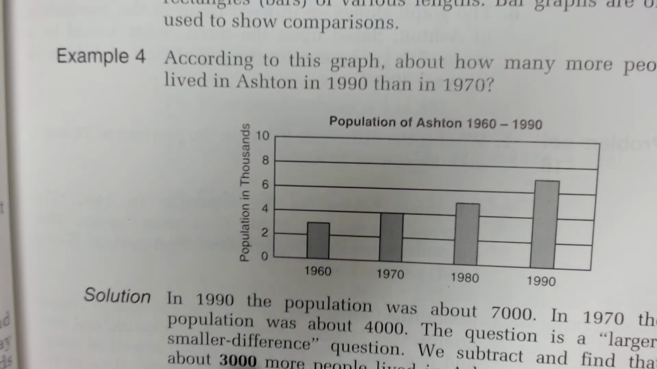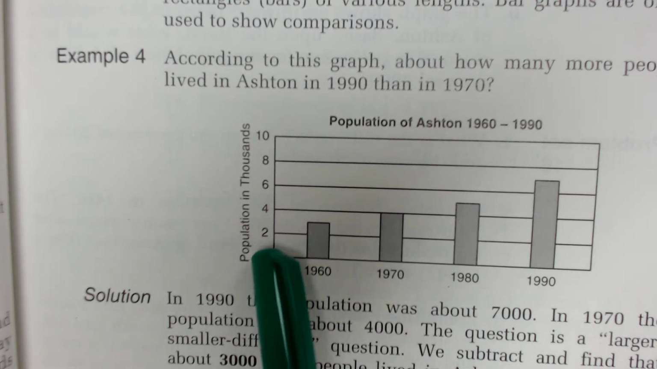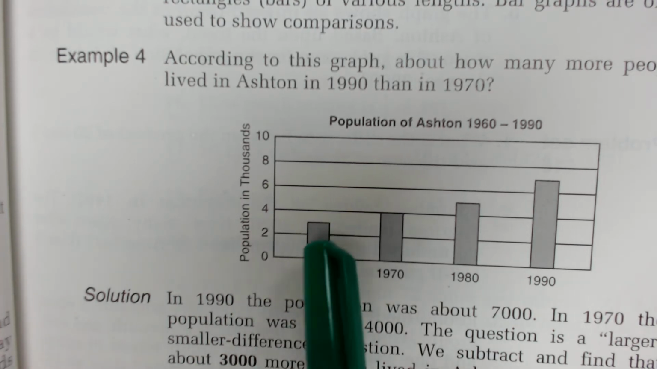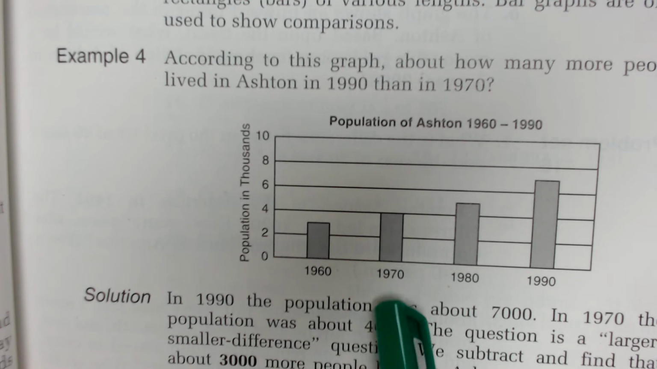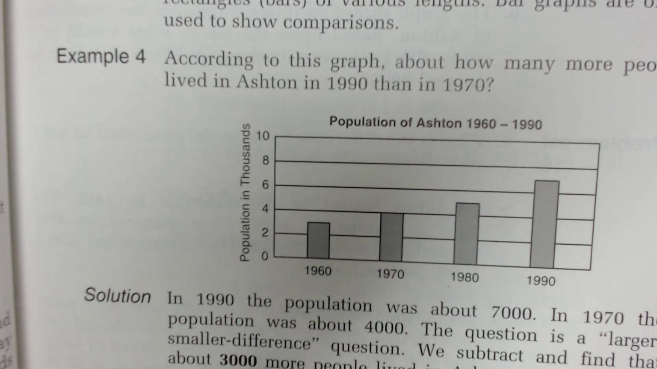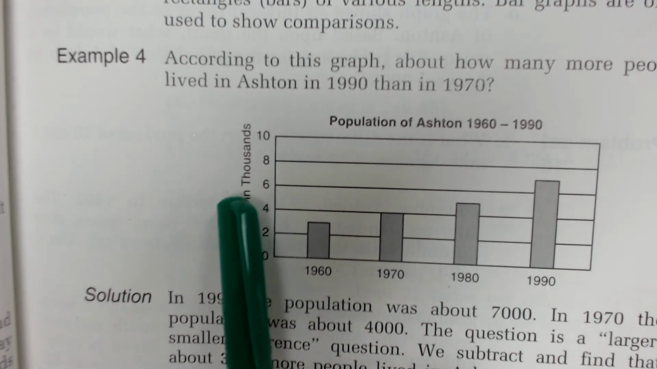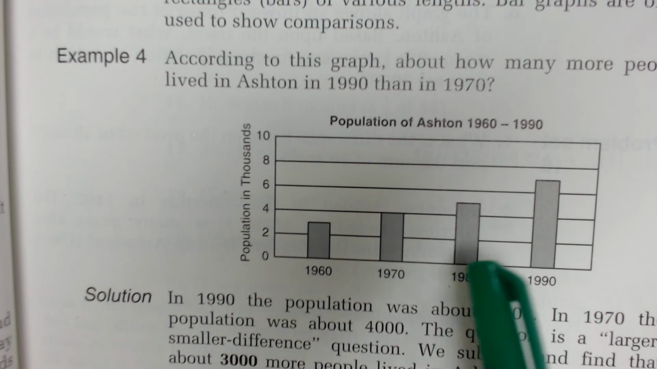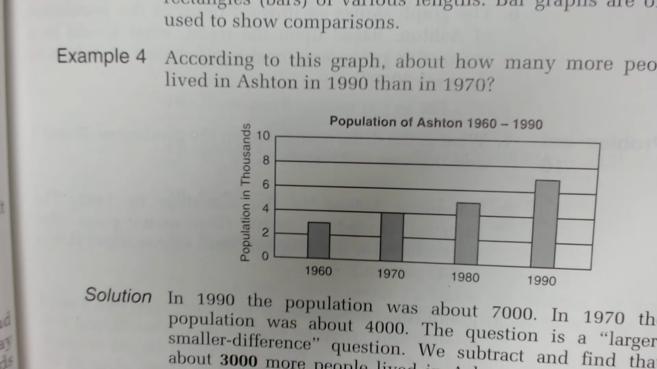Or like this one right here in 1960, the bar stops right in between 2 and 4. So I'm going to say that that is 3,000. Here on 1970, it stops directly on 4, so that's 4,000. In 1980, we're in between 4 and 6, so this would be 5,000. And in 1990, we're in between 6 and 8, so this is going to be 7,000. Right? So that's how you read a bar graph.